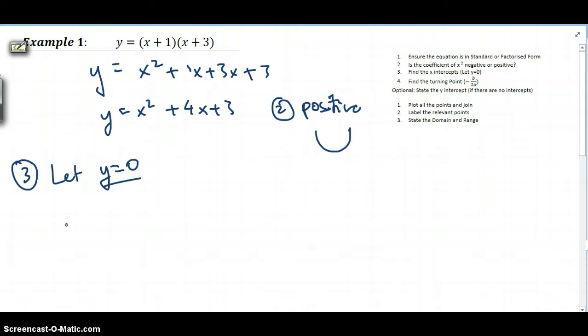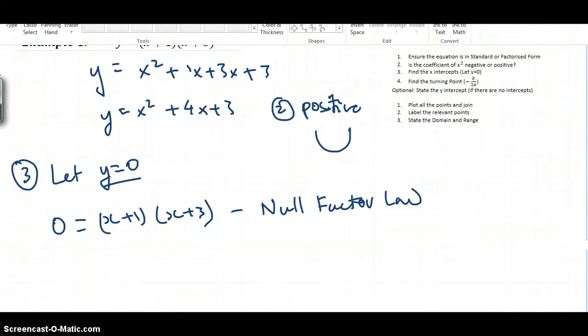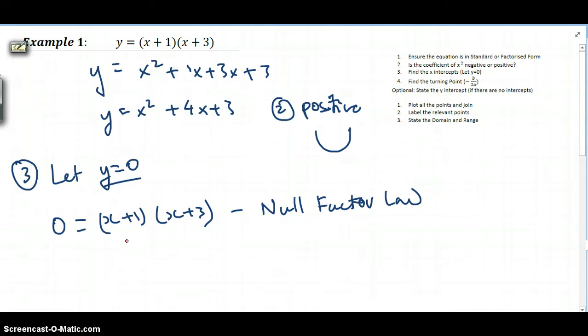So if we let y equals 0, this becomes 0 equals (x plus 1)(x plus 3). And from here we need to implement the null factor law, which means that we need to see where this bracket equals 0 and where this bracket equals 0. Or if we write it out, where does x plus 1 equal 0, or where does x plus 3 equal 0.